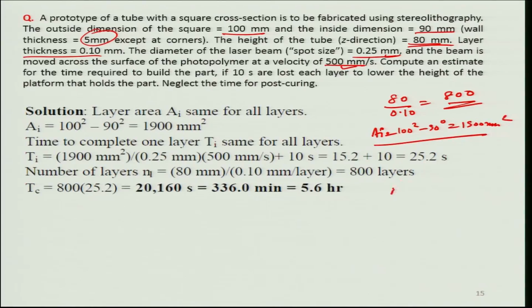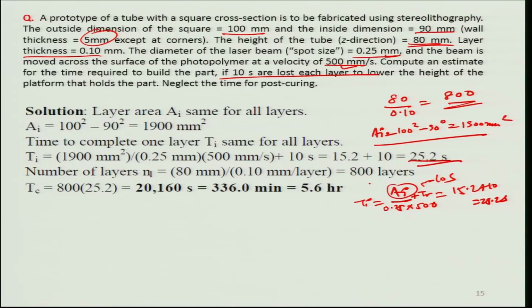With this AI, if I wanted to find the total time for one layer, you just divide it by the laser beam diameter times the scanning speed of the laser beam in mm per second. So the TI comes out to be equal to this plus the repositioning time TR, which is about 10 seconds in this case. It is just saying that 10 seconds are lost in each layer to lower the height of the platform and hold the part, and maybe take things back to the origin. So here the TI comes out to be 15.2 plus 10, that is 25.2 seconds.